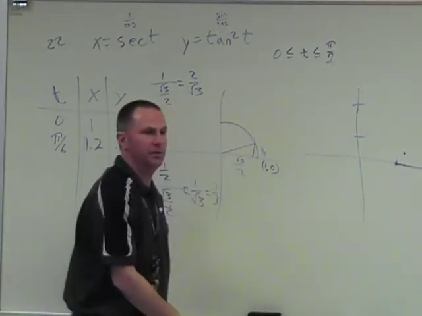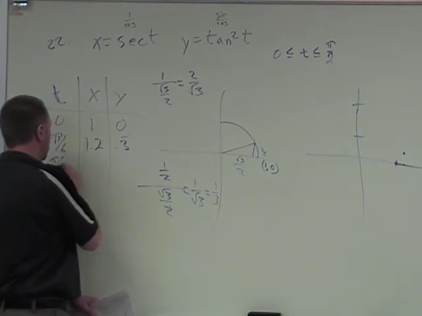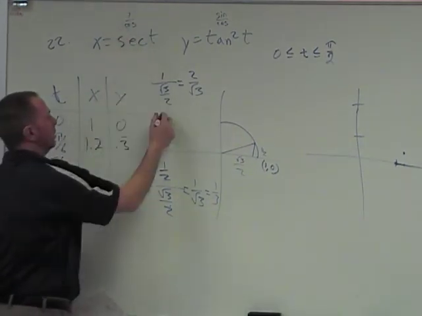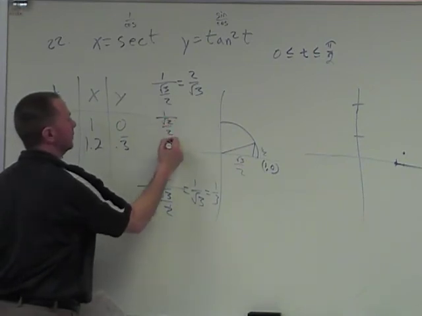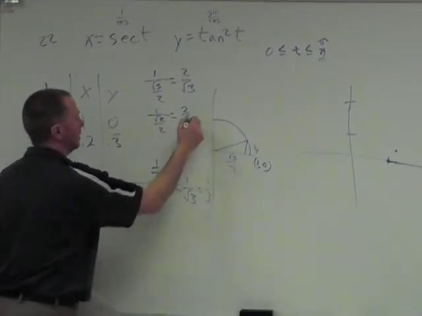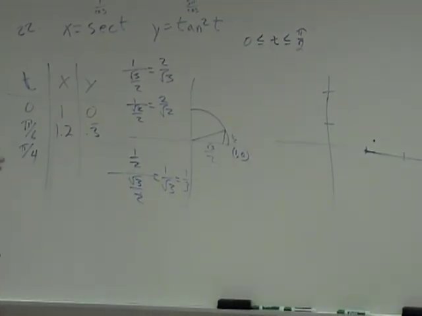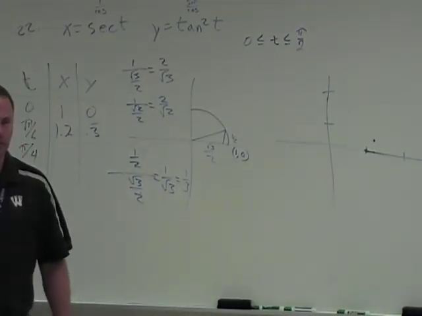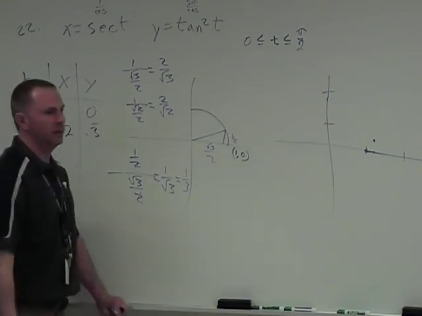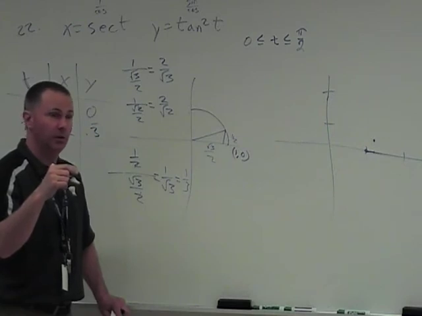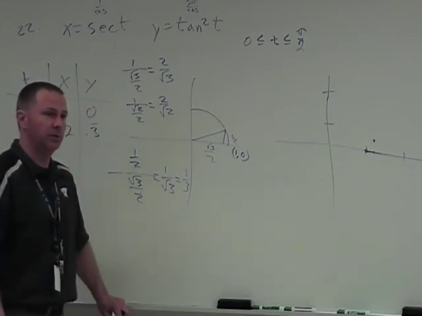No big deal so far. It doesn't show us anything. We only got 2 points. Pi over 4. This is 1 over radical 2 over 2, or 2 over radical 2. What is 2 divided by radical 2? See how I'm flipping it over because of the secant identity. What is it? 1.4. Yeah. 2 over radical 2 is 1.4.